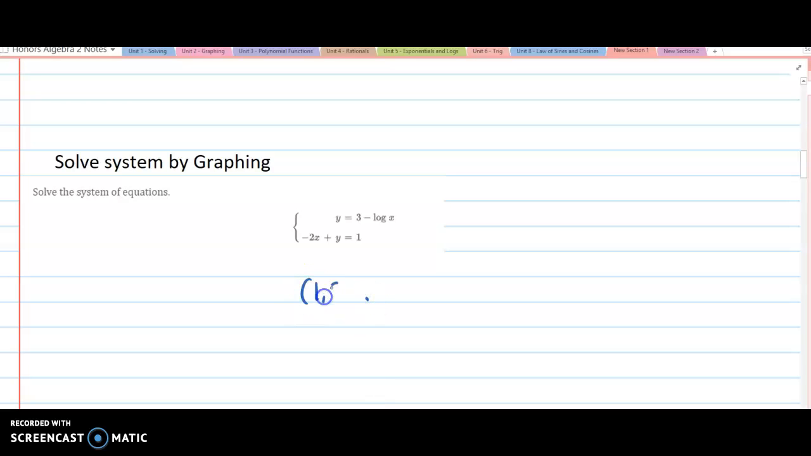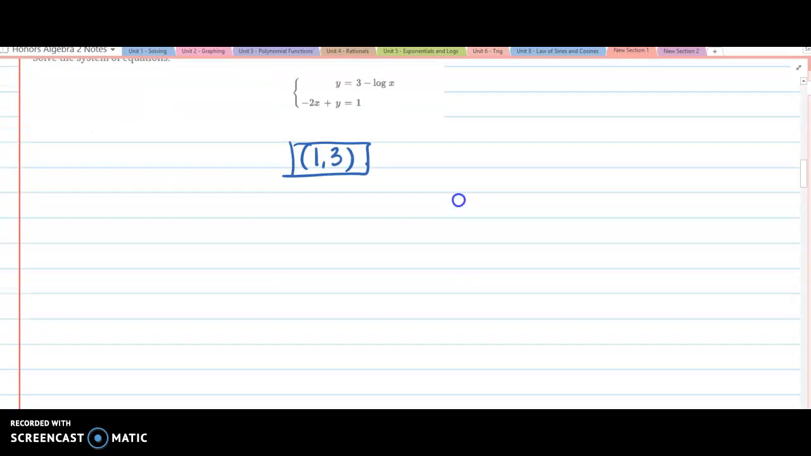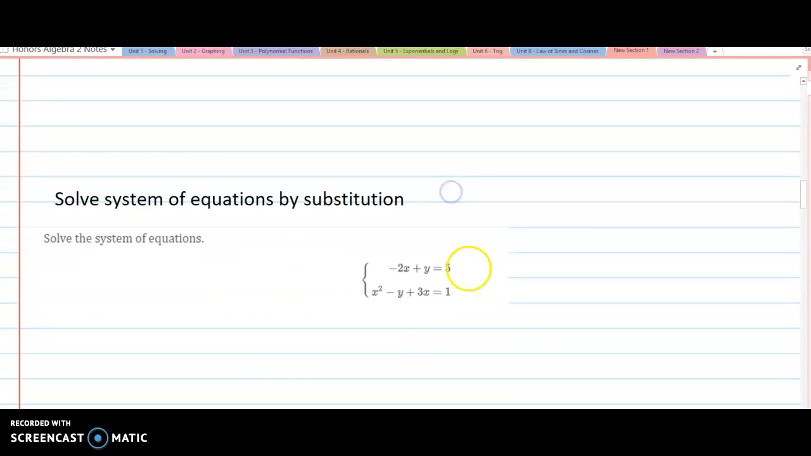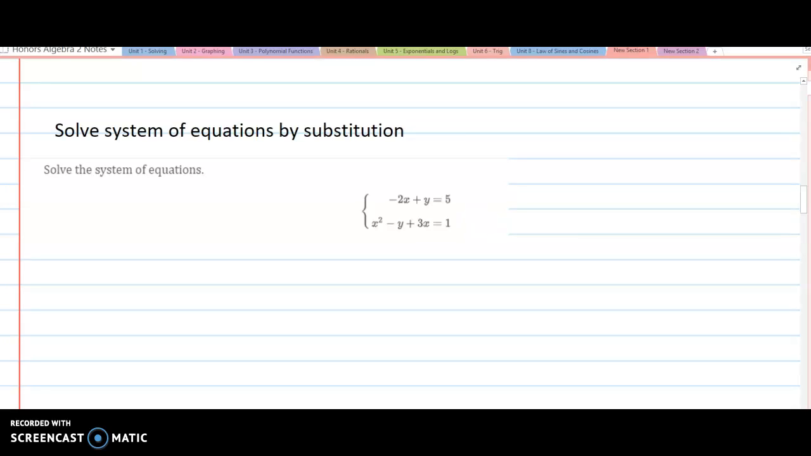There we go, 1 comma 3. It gets a little more interesting when we start using algebraic methods like substitution to solve these systems. So I have this system, negative 2x plus y equals 5. That's a line. And x squared minus y plus 3x equals 1. We know that's a quadratic.